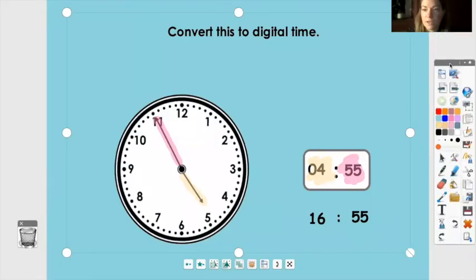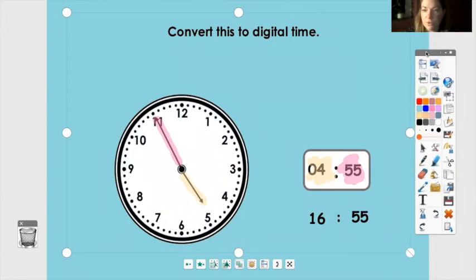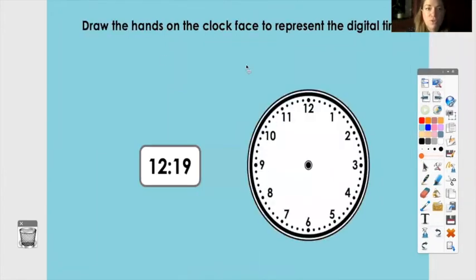Okay, next question. Draw the hands on the clock face to represent the digital time. So I have 12:19. And now remember, this is our hour hand, and this one is our minute hand. This is the longer hand. You must be very, very accurate when you are drawing hands on a clock, because if you draw them the wrong way around, you are going to show entirely the wrong time.